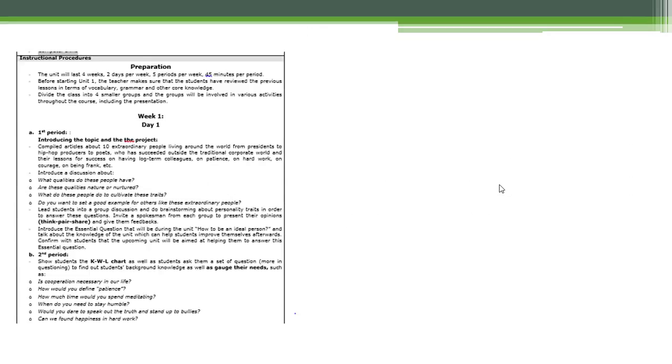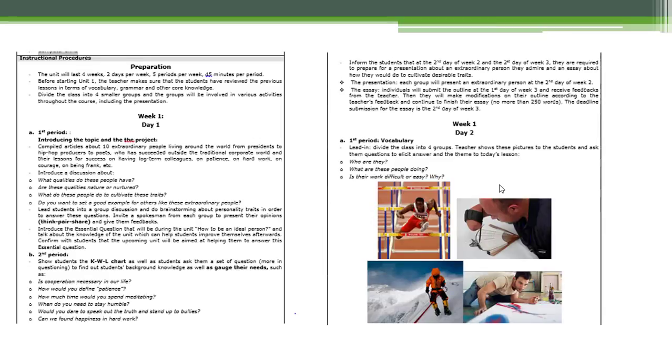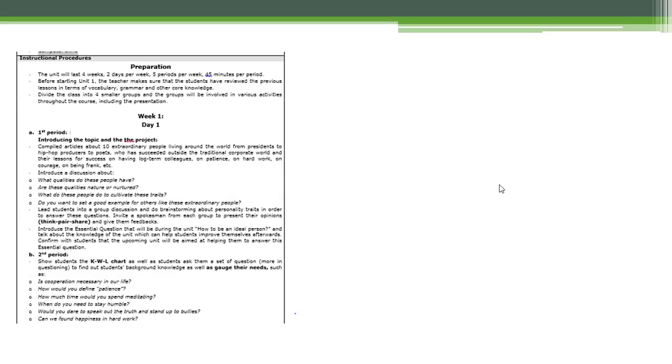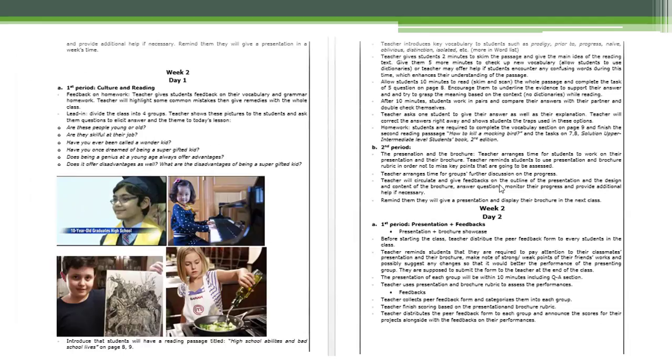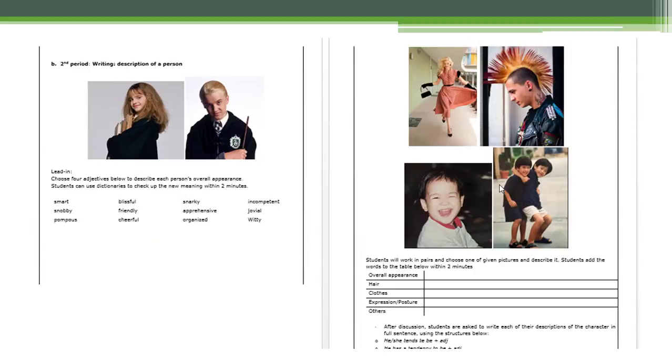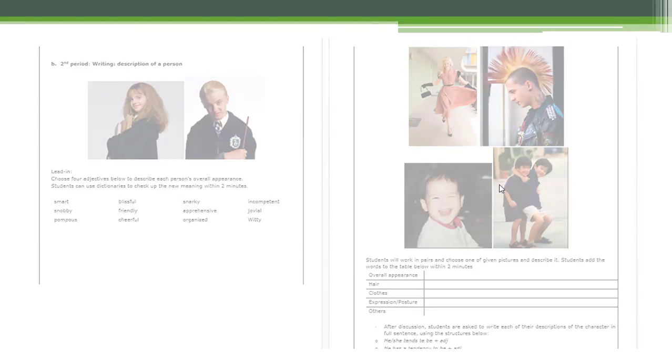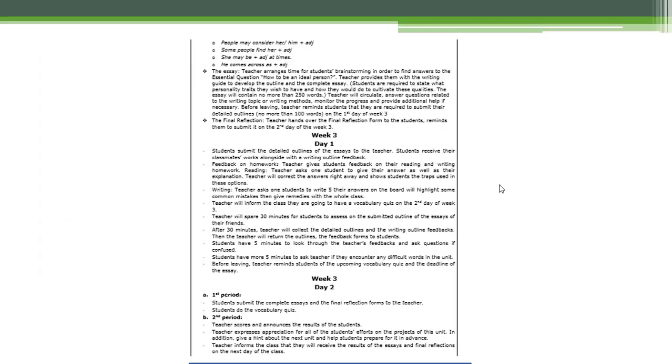In the next 3 weeks, students will have a wide range of activities to do. Week 1, vocabulary and grammar. Week 2, culture and reading and writing. And especially in week 3, they will have to introduce the brochure, do a presentation, write an essay, as well as submit their final reflection.